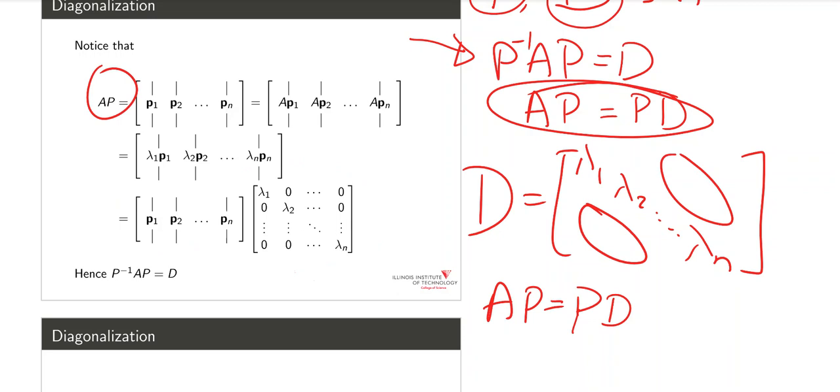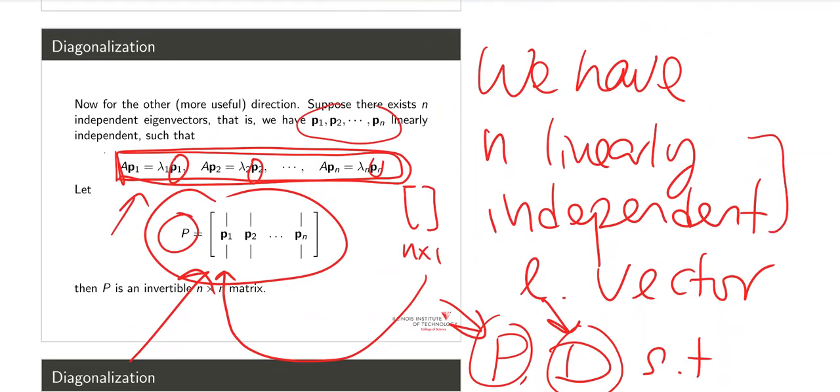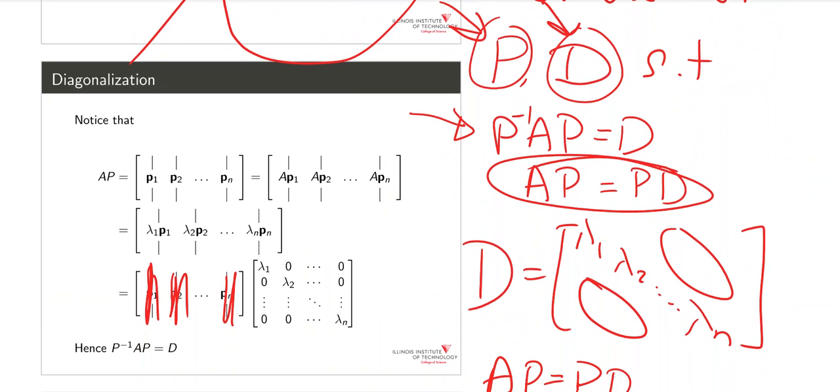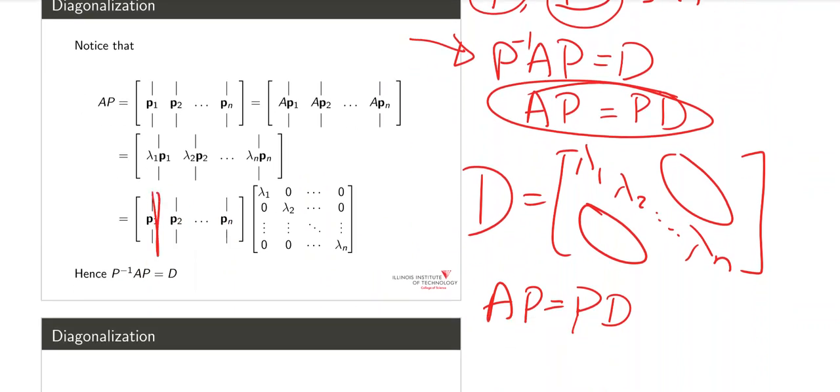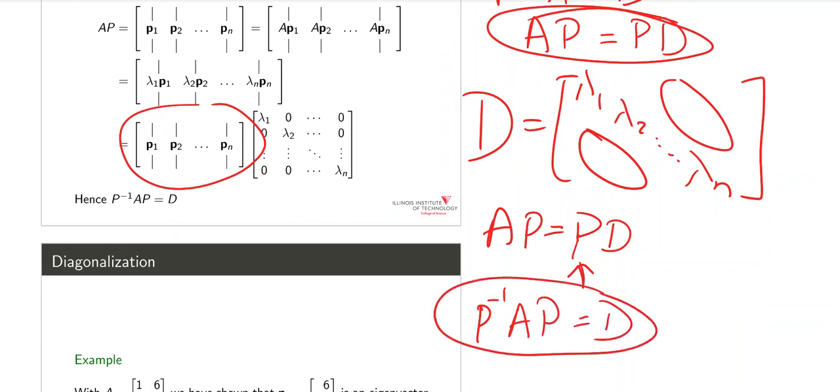Now, the columns of P are independent. Why? That's from the hypothesis: those eigenvectors are independent. There are n of them, and they are independent columns. So this matrix P is invertible. So I can write P inverse AP equals D. That's the definition of A being diagonalizable.